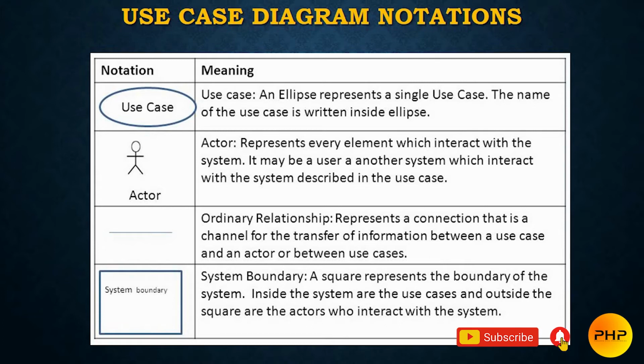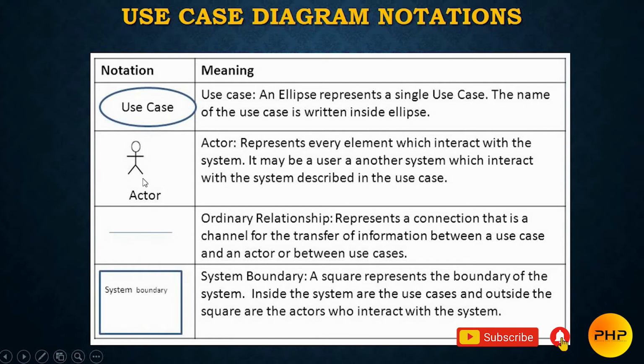Functions or the major activities of the system. All right, so represent them in this use case. The actors here represent all the users. We represent every element which interacts with the system, all the entities, the users that interact with the system. We represent them by this symbol, and this is an actor.